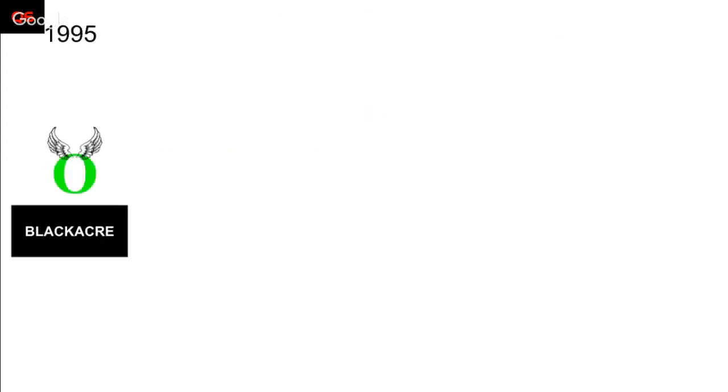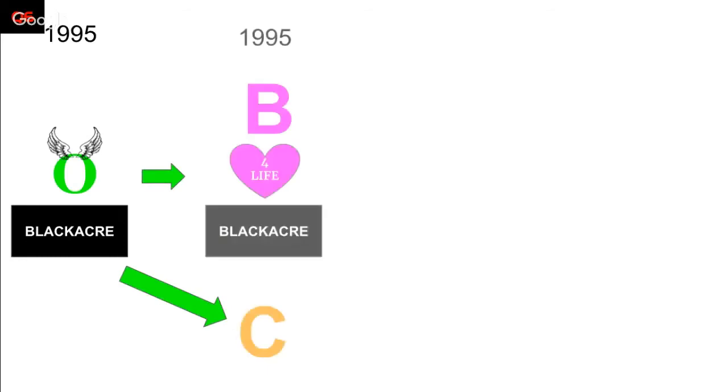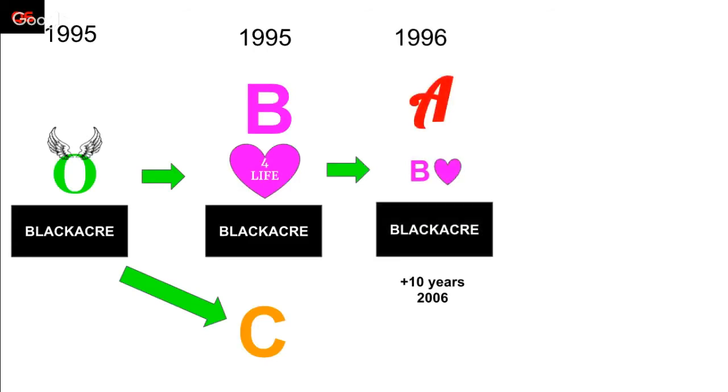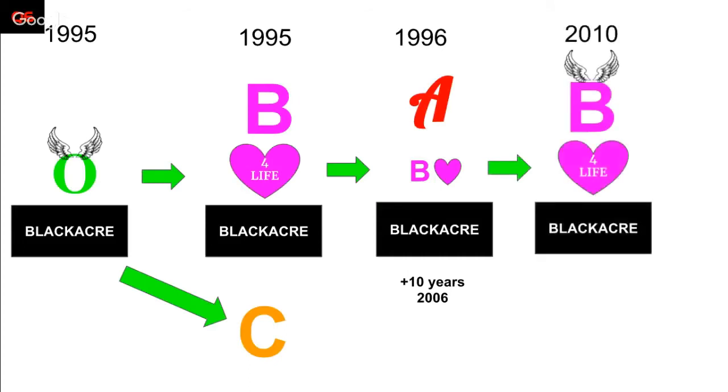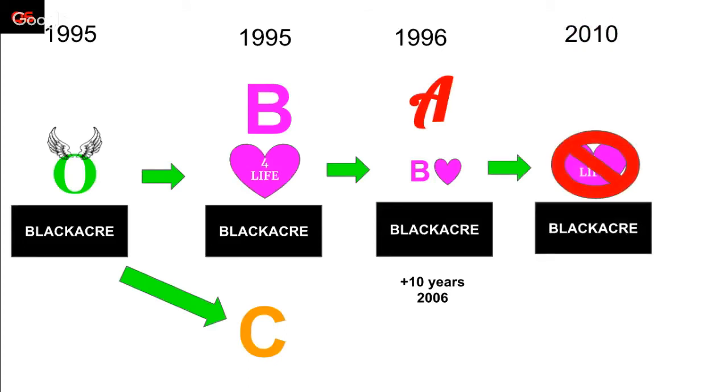Question 6. O, owner of Blackacre, dies in 1995, leaving a will that divides Blackacre to B for life, remainder to C. In 1996, A adversely enters upon the land. In 2010, B dies. So who owns Blackacre?